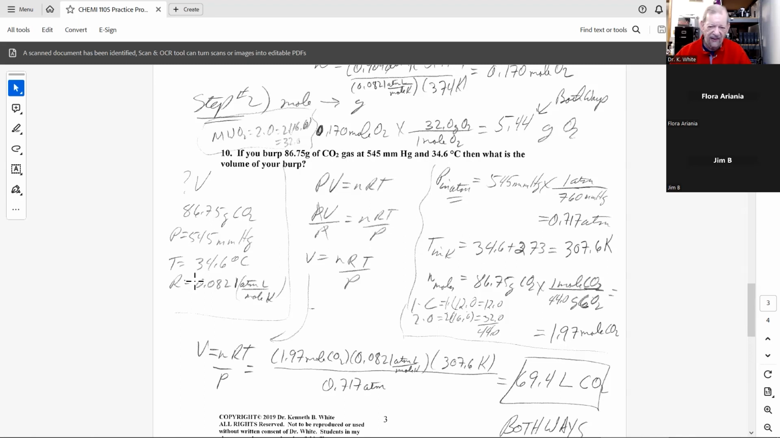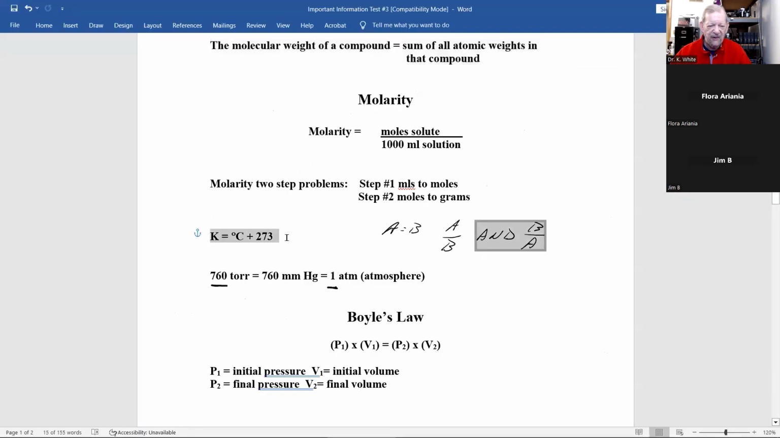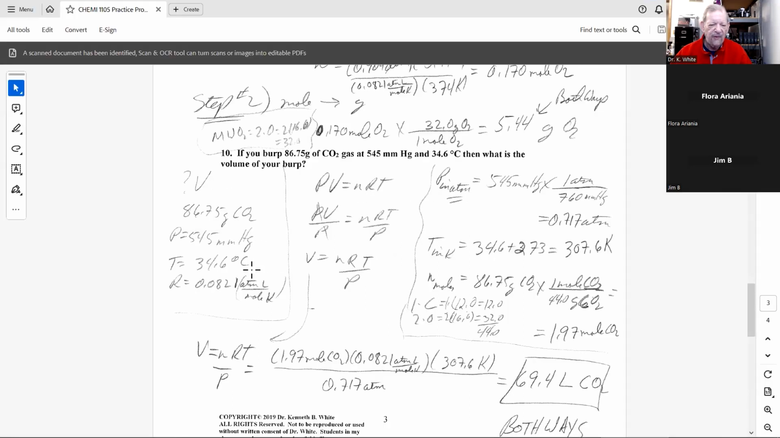Next, R we're given. T is temperature in Kelvin. And remember, in case you forgot, Kelvin equals degrees C plus 273. So temperature in degrees C, centigrade, Celsius, 34.6 plus 273 gives you this number, 307.6.